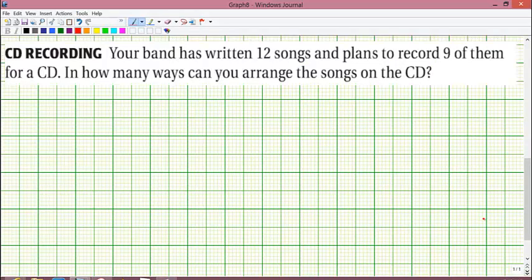Okay, so let's look at this particular example. Your band has written 12 songs and plans to record 9 of them for a CD. In how many ways can you arrange the songs? Now, if this was all 12 songs, this would be an easy question to answer. There are 12 different items and you can arrange them in any order, so it would be 12 factorial. However, you're not choosing all 12, you're only choosing 9 of them. And there is a particular calculation which deals with this. And this is the formula we're going to use. So it's written in this way.